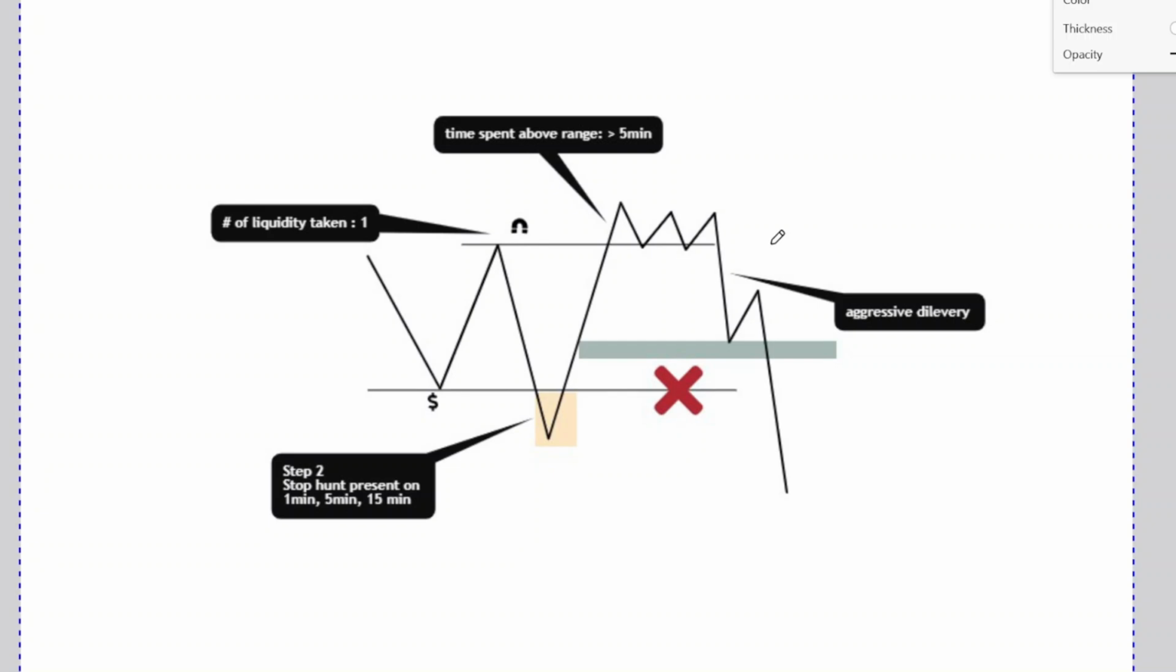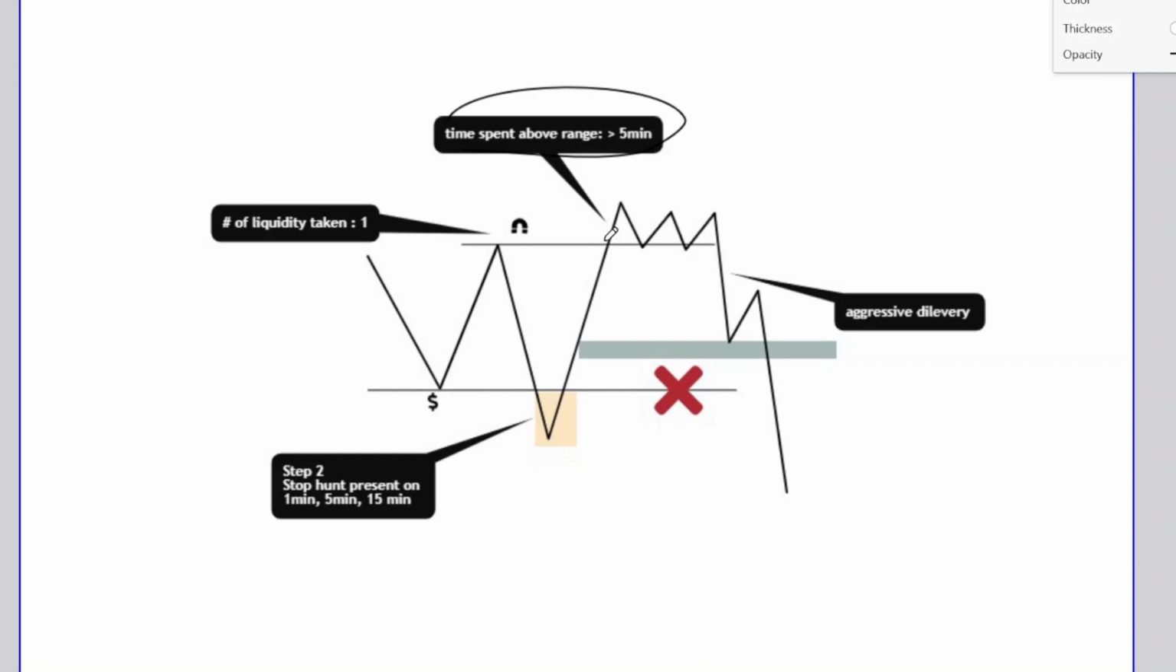So we talked about what would make the setup work. Now let's talk about what would make the setup not work. One of the main things is the time spent above the range. If the time spent above the range is greater than 5 minutes, the trade will more than likely not work. And if it does work, it would work at a very low probability the majority of the time.